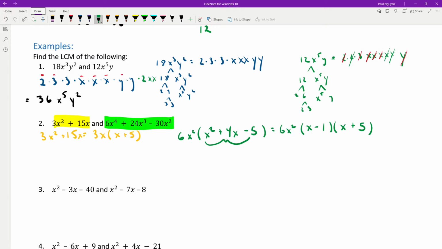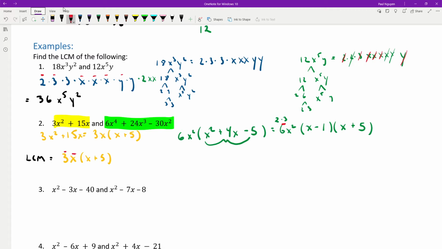1. So you can start with one of them. I'll start with the yellow one. I have 3x times x plus 5. Here's my least common multiple. I started with this, and then everything that's in there I don't have to use. So this is a 3, so there's a 3 in here. So if I use that 3, there'll be a 2 left over. There's the 3 times 2, so I'm using up the 3, leaving a 2.